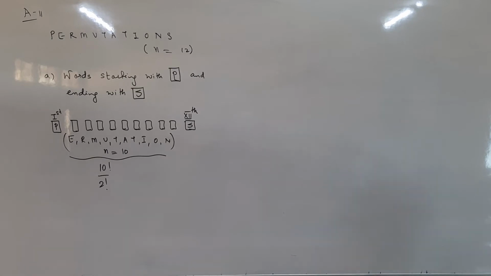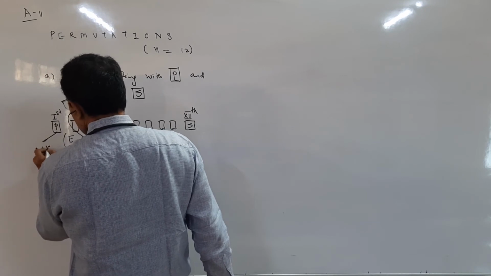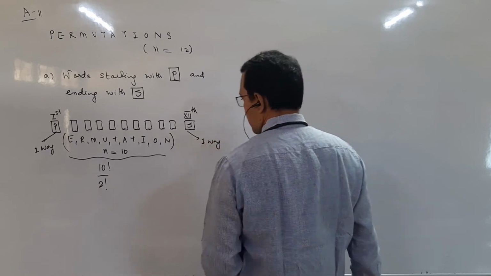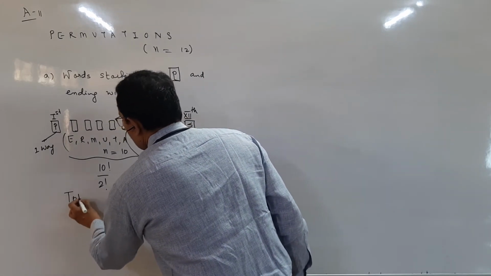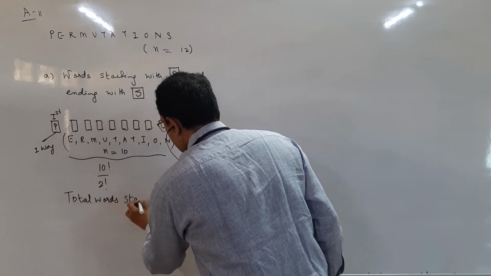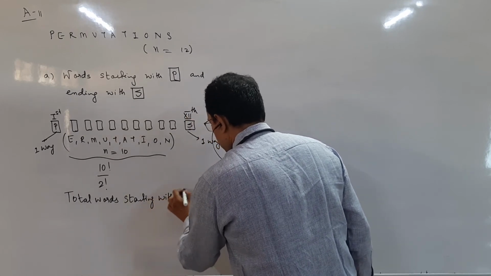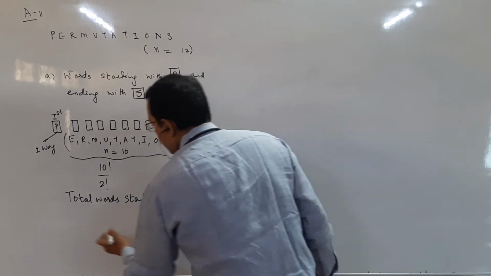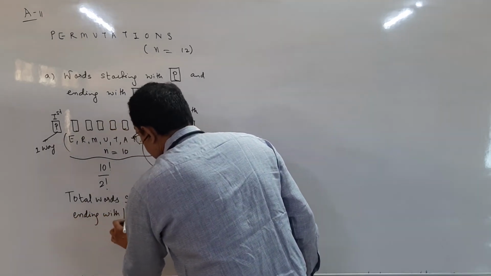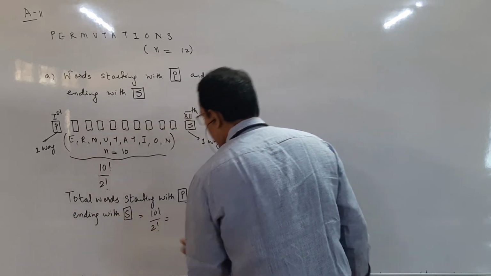The first letter can be arranged in only one way. So this can be arranged in only one way. And even this S can be arranged in only one way. So, total words starting with P and ending with S will be 10 factorial divided by 2 factorial.